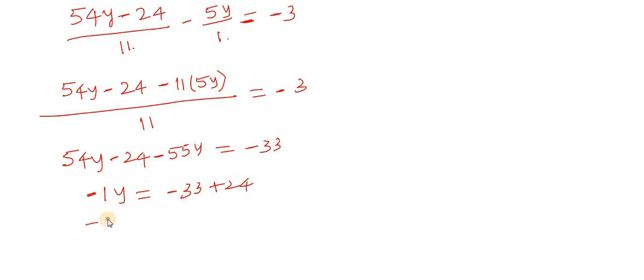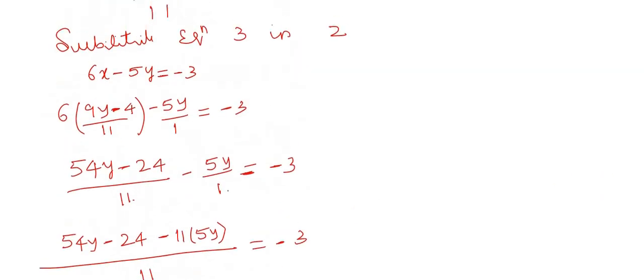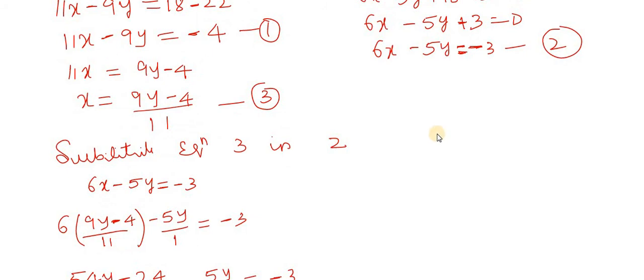So we'll get minus 1y, which is equal to 24 minus 33 minus 24, so we'll get here, which is equal to minus 9. So here minus and minus get cancelled, therefore y is equal to plus 9, or the y value is plus 9. So then what is x?